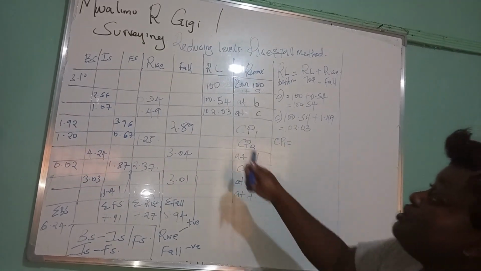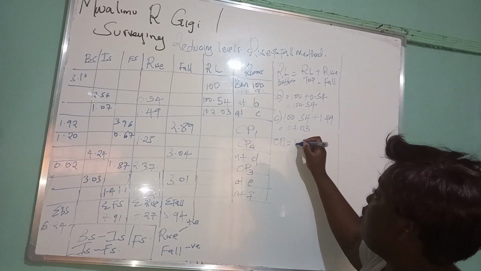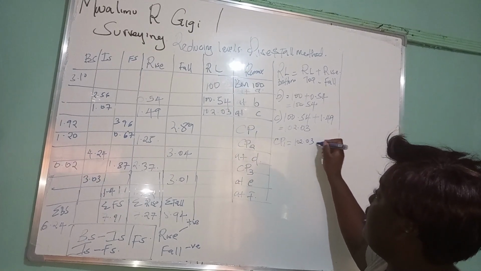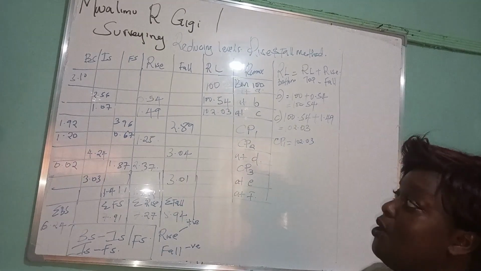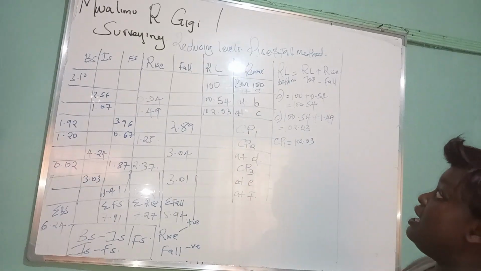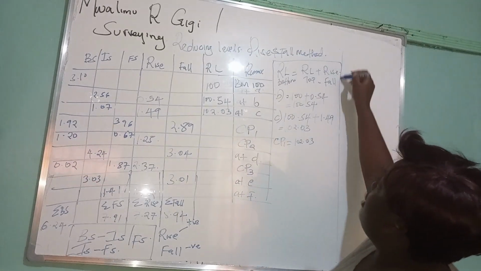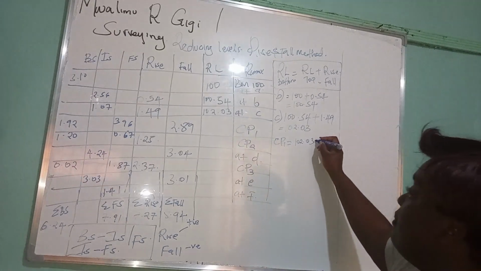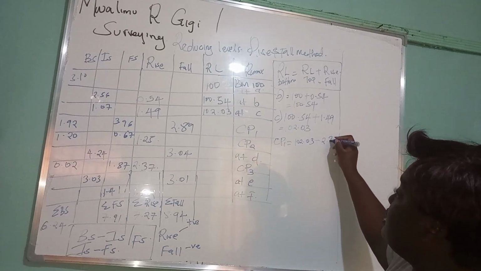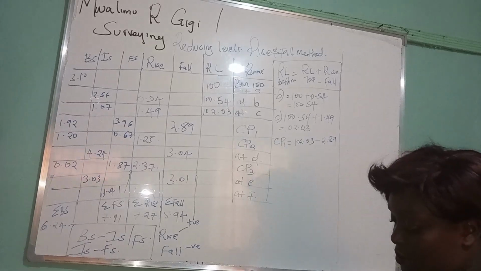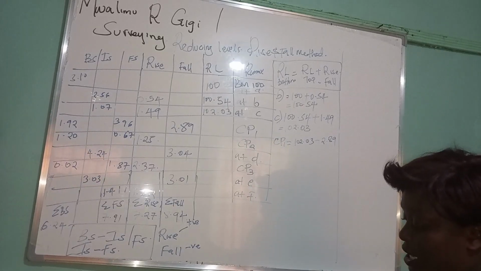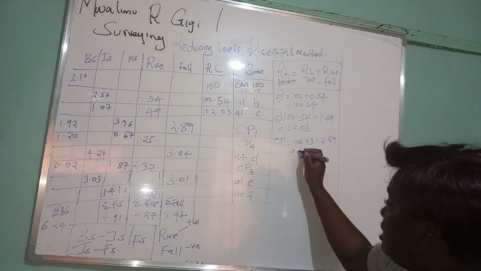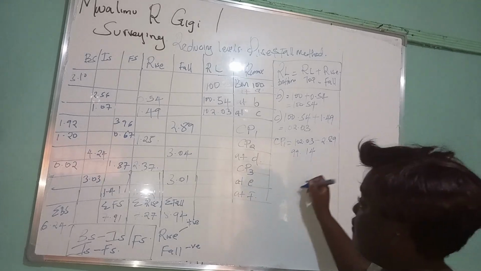we have the reduced level at the top as 102.03, and we have a fall of 2.89. So from the formula, when it is a fall, it is minus. So minus 2.89, it is 99.14.